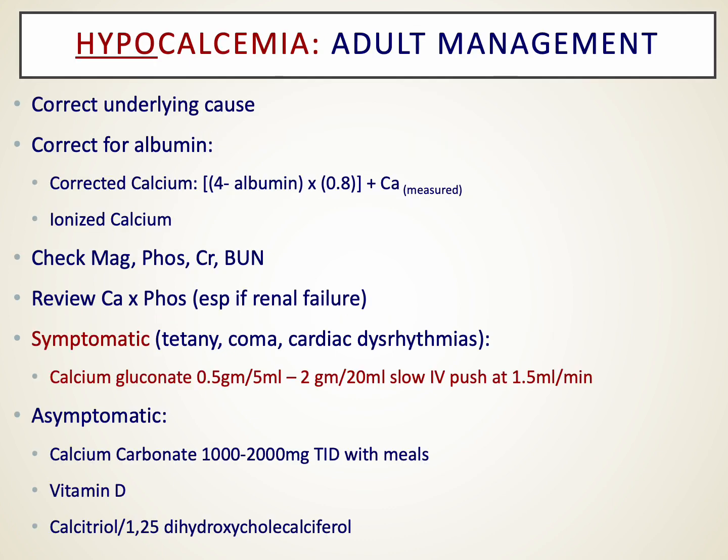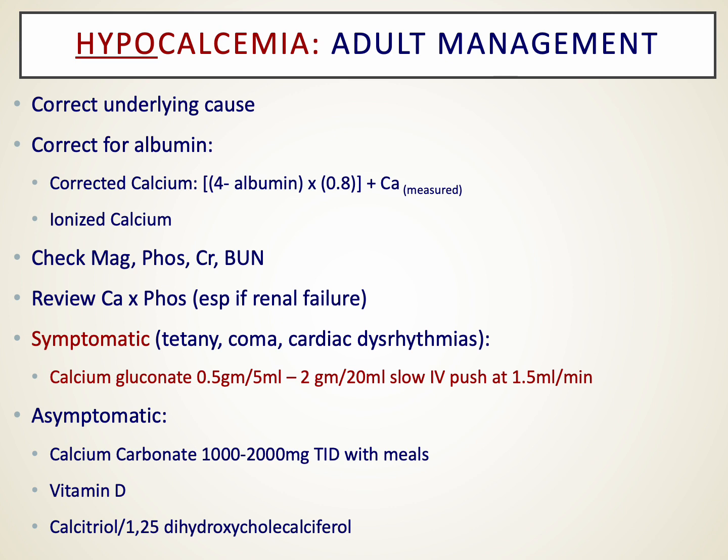So the management is first figure out why the patient is hypocalcemic. If they have a low albumin, you want to get an ionized calcium, or at the very least use a calculator. Global RPh has one. There are other ones as well that you could use to calculate a corrected calcium in light of their albumin. The formula is also listed here.